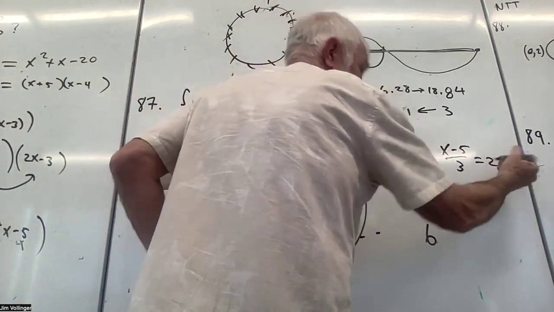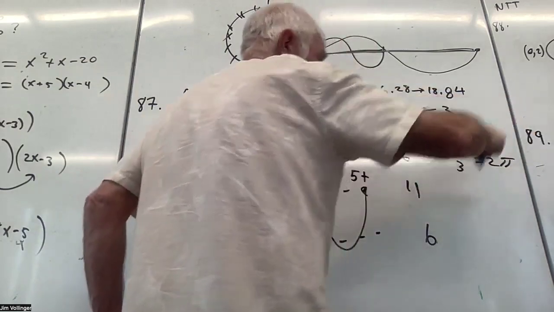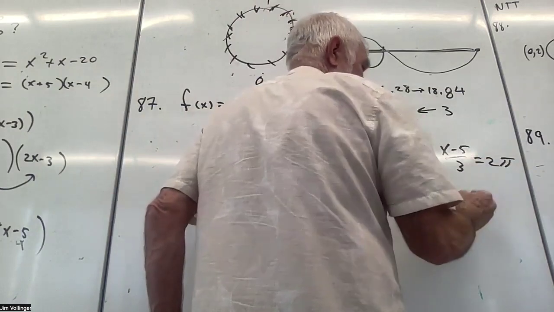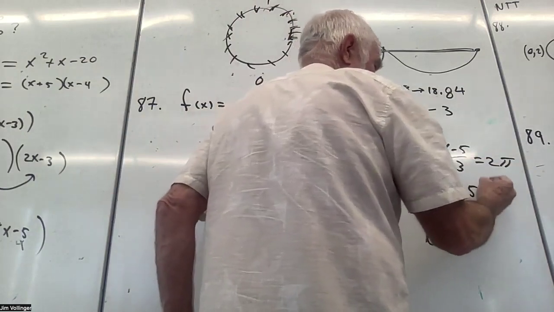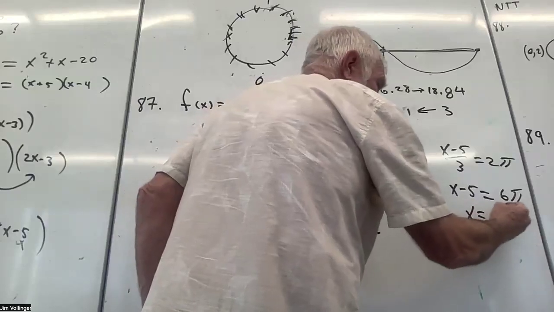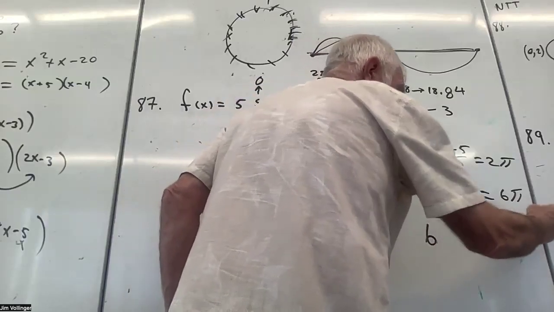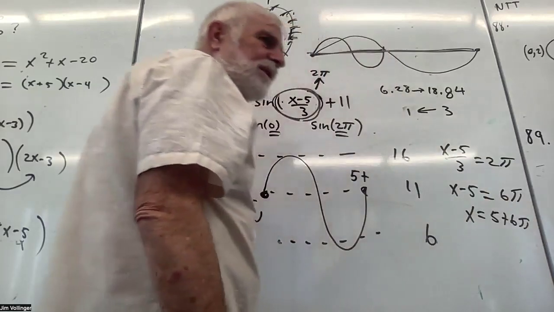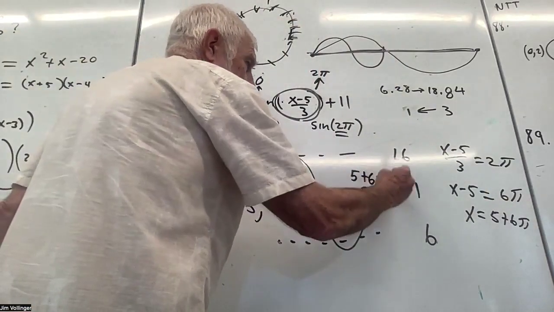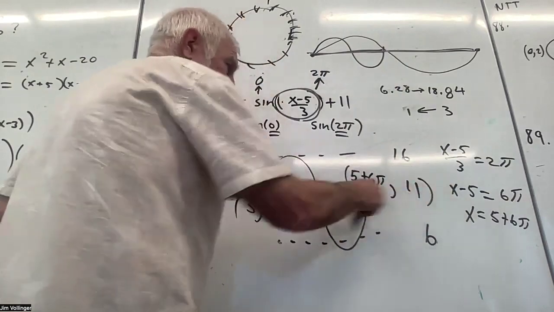It's 2 pi, that's once around a unit circle. So I've got to move the 5, and I've got to multiply by 3. So x minus 5 equals 6 pi, and I'll move the 5. 5 plus 6 pi. That's 3 times the normal circumference around a unit circle. So that goes there. That gives me that value, 11.